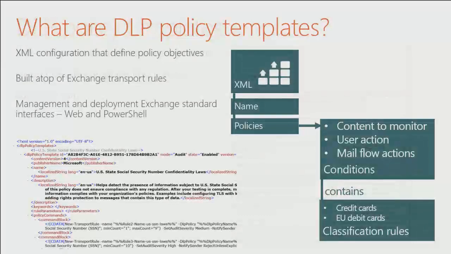So we talk a lot about them, but what are they? Well, they're fundamentally an XML definition that has a set of meta properties, things like name, description, versions, and then the actual policy objectives, and those are represented as transport rules. They're even using the representation of what a transport rule would look like on the command line, which means you can actually author these yourself quite easily.